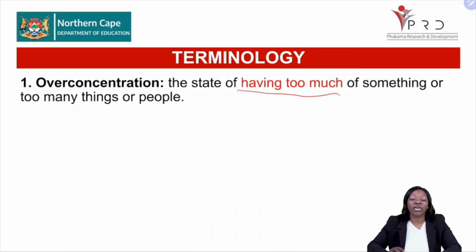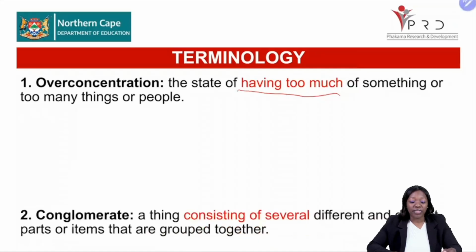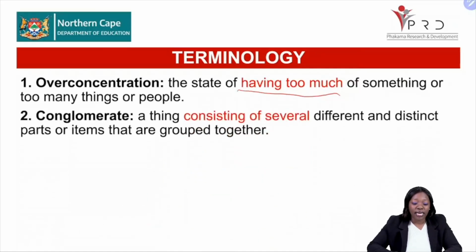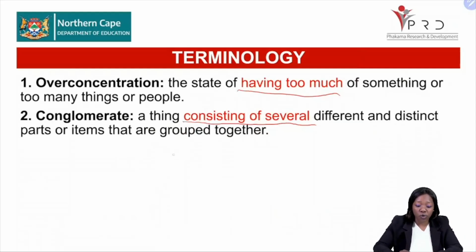So the state of having too much of something, or too many things or people, is regarded as over-concentration. Then secondly, we're looking at the conglomerates. Conglomerates are things consisting of several, which means too many, different and distinct parts or items that are grouped together. Remember, there is a link between your over-concentration as well as your conglomerate.